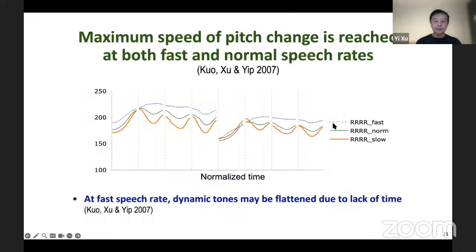And there's another study for further confirmation where we find that if you have an utterance like ling, ling, ling, ling, and this is the slow speed, and this is the normal speed, ling, ling, ling, ling, and this is fast speed. At the fast speed, the demand is so high that speakers can only flatten their pitch. But what's most interesting is that the normal speech rate and fast speech rate both reach the fastest speed possible. So again, it's further confirmation that in normal speech, we often reach our highest speed of pitch change.